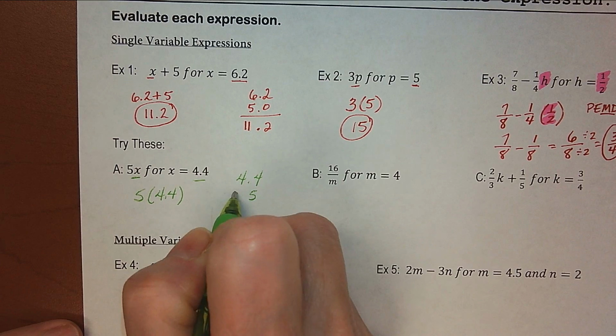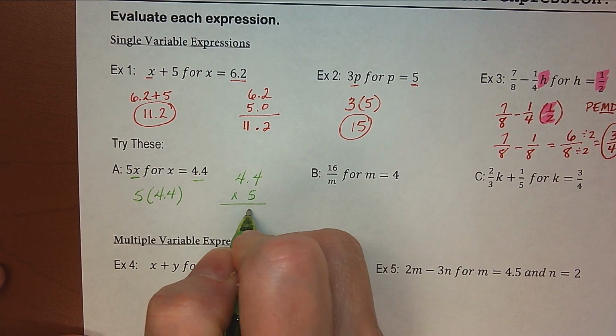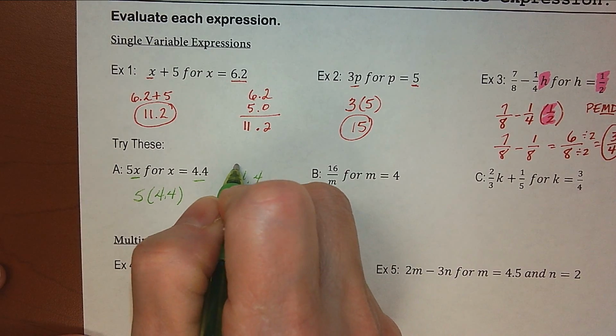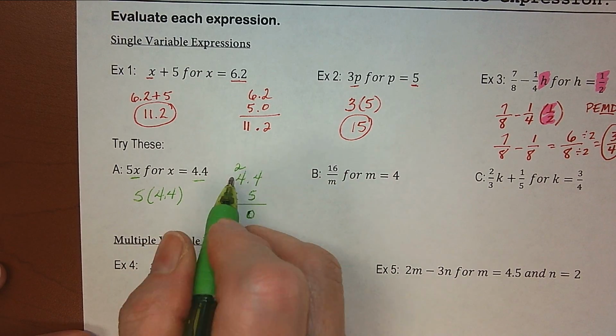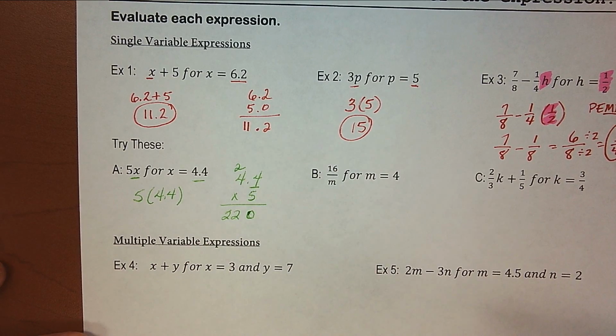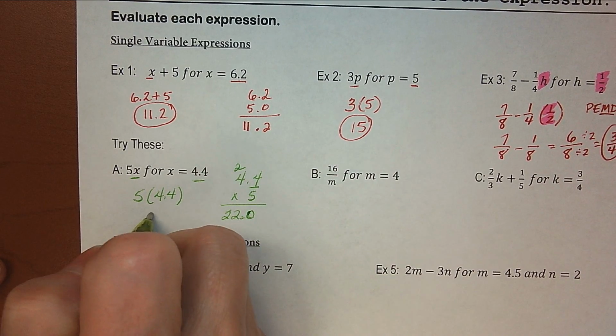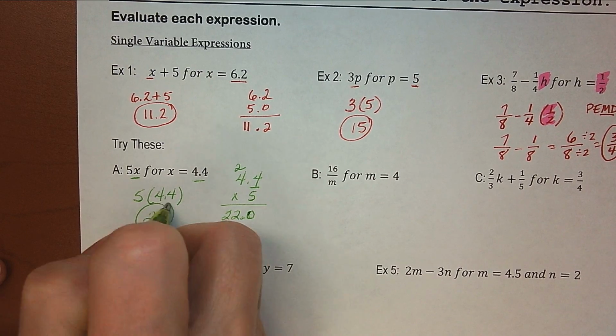And we multiply. 5 times, we ignore the decimal point. 5 times 4 is 20. Put my 2 down, my 0 down, carry my 2. 5 times 4 is 20 plus 2 is 22. Total of one number behind the decimal point in the problem, total of one number behind the decimal point in the answer, and so my answer here is 22.